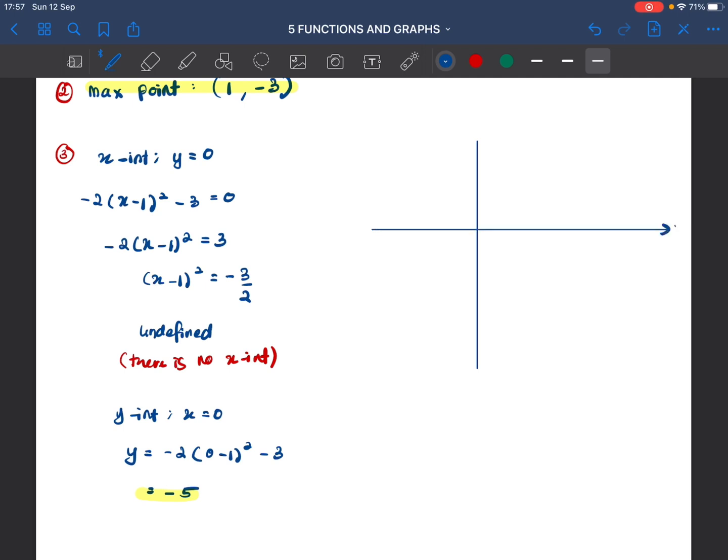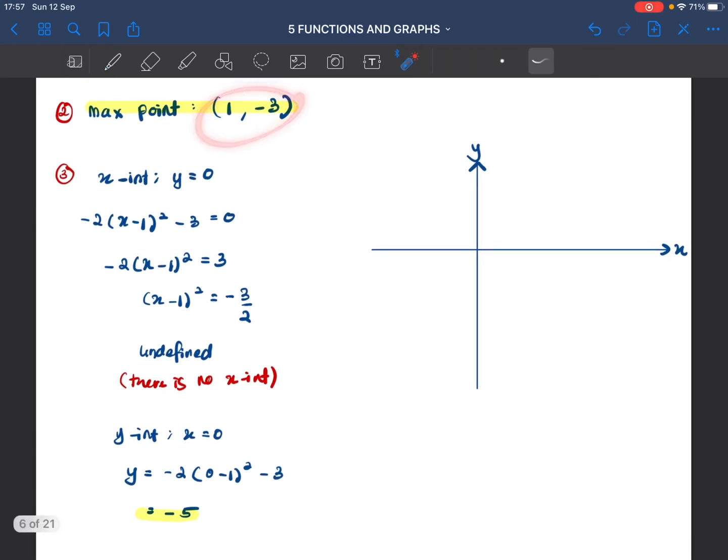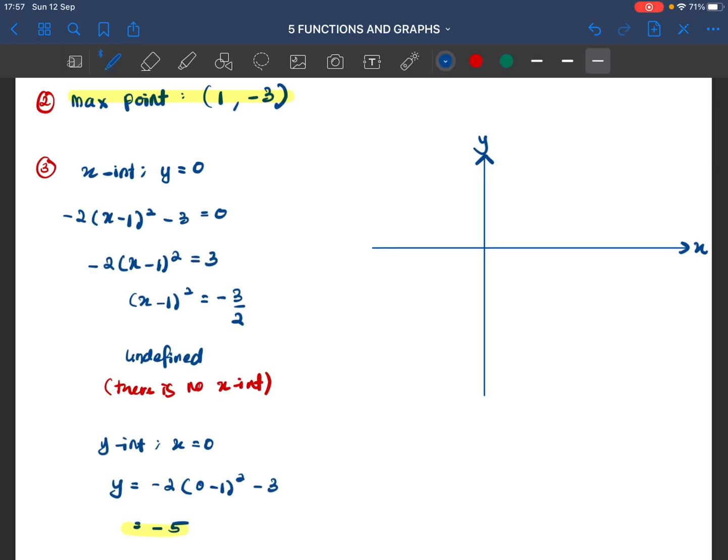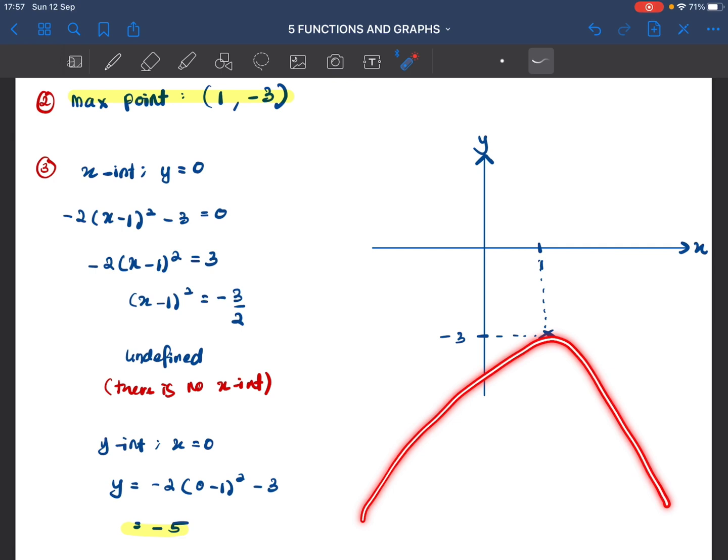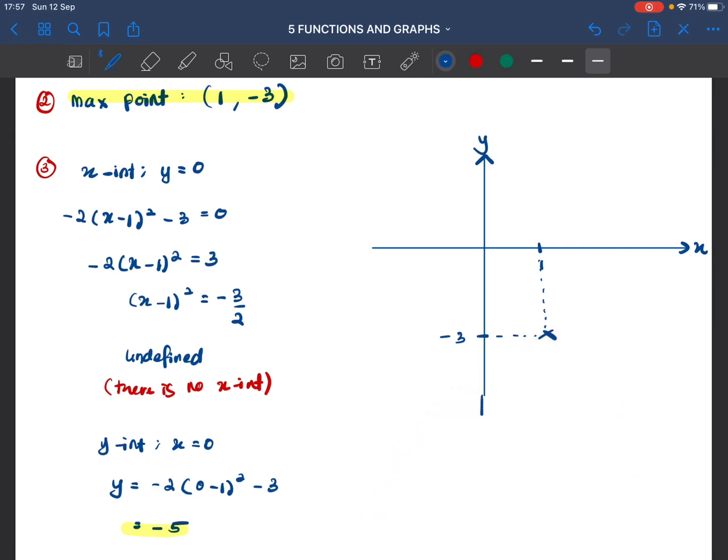So draw your axis. Don't forget x dengan y. So the first thing is to plot your maximum point. So we have our maximum point is (1, negative 3). So here is 1. Here is negative 3. So here is your maximum point. Shape is sedih. Okay, so your shape should be looking something like this. Okay, so kita panjangkan lagi kita punya axis kita kat sini.